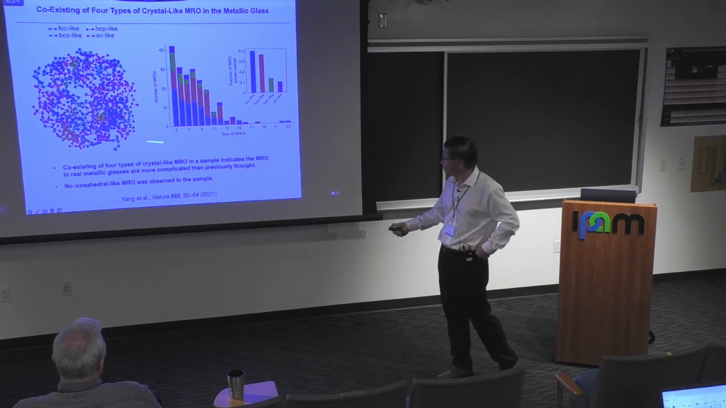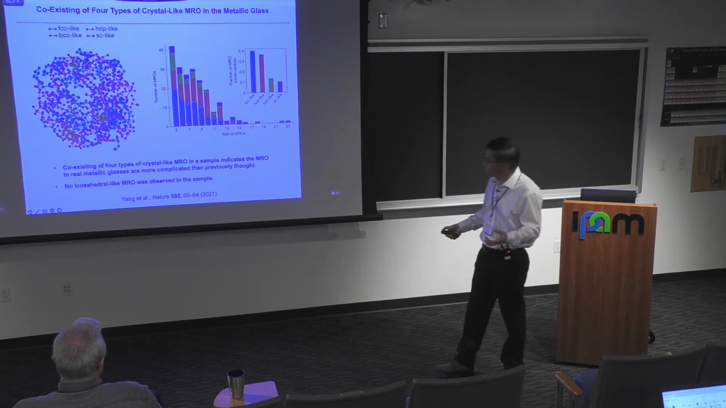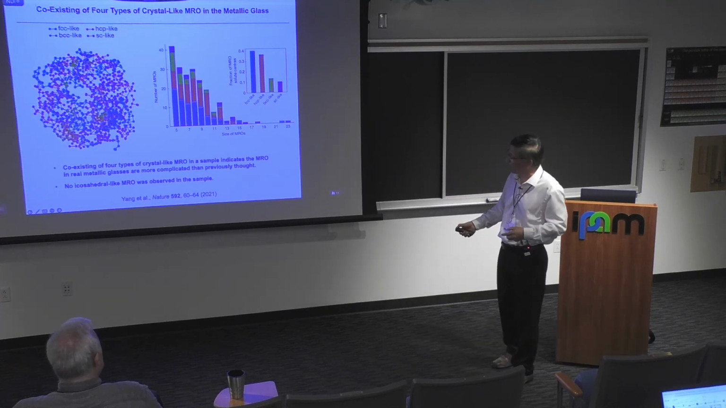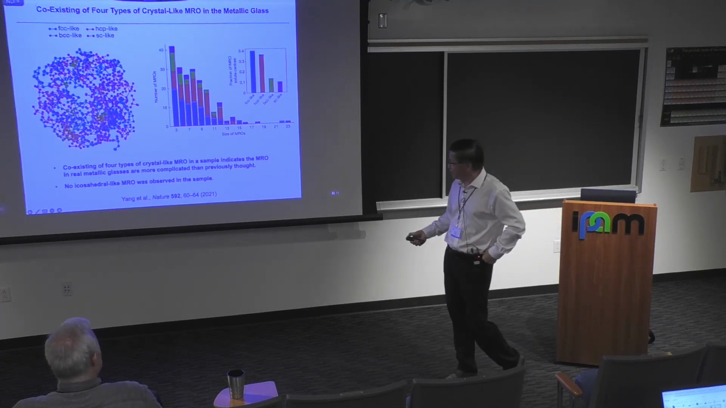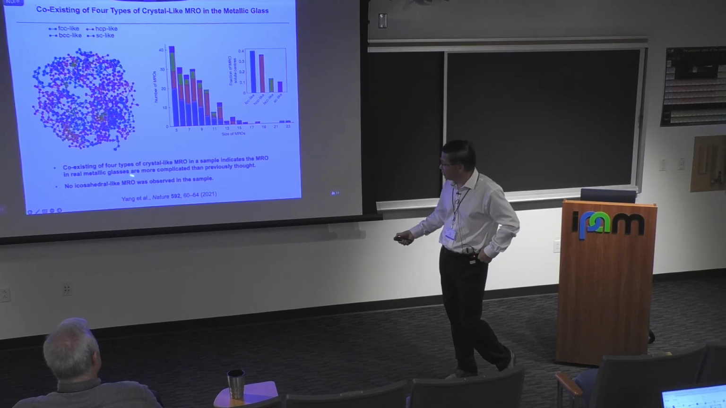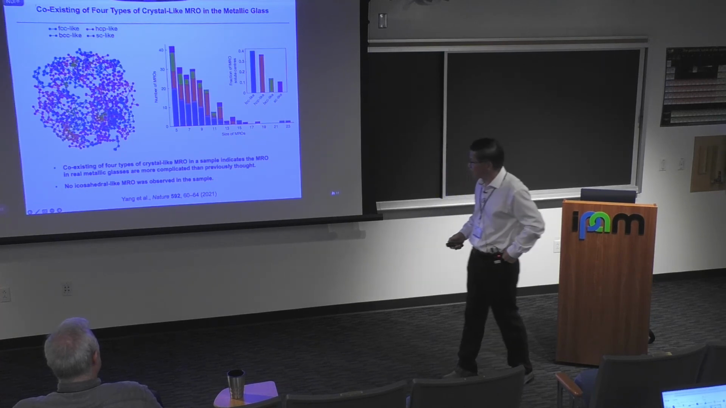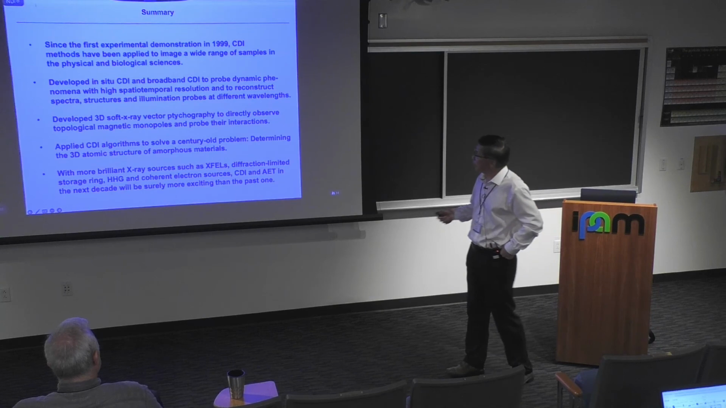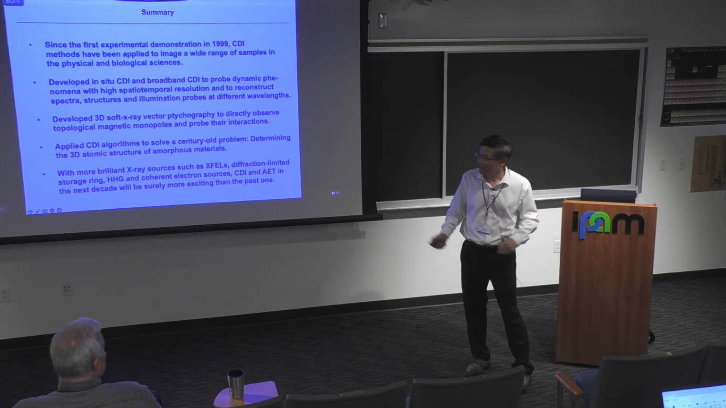So based on our data, at least one data point shows this miracle model seems more correct. And we didn't observe this icosahedron-like MRO. So in summary, I hope that my time is up.